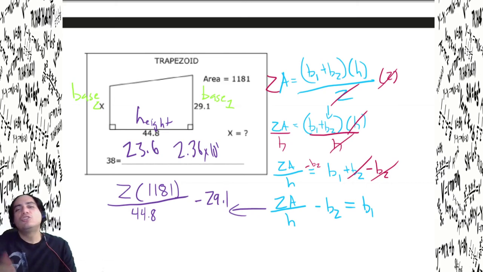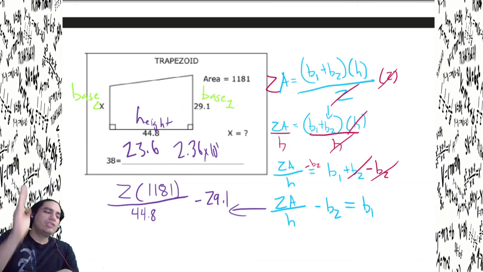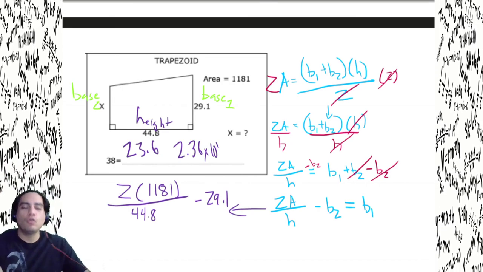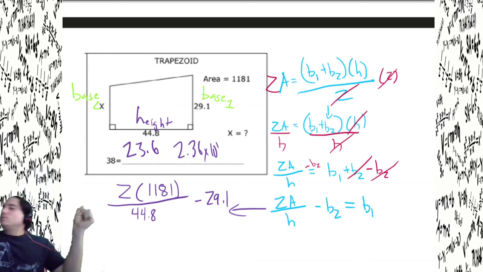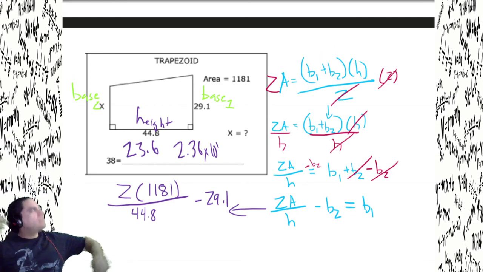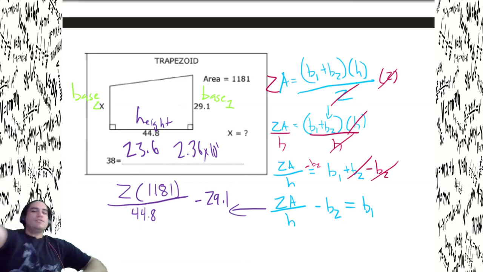Ladies and gentlemen, trapezoids are easy. Trapezoids are easy. Remember that.